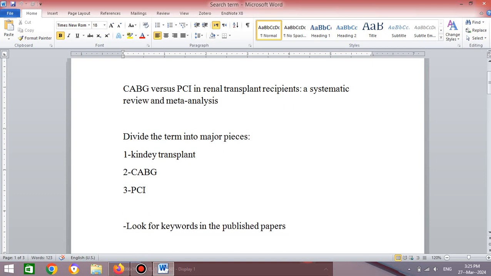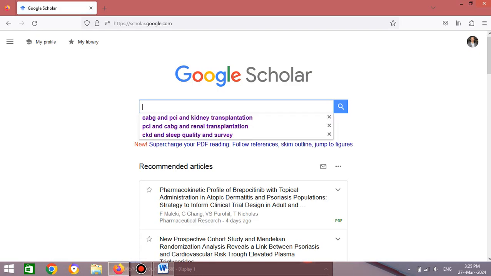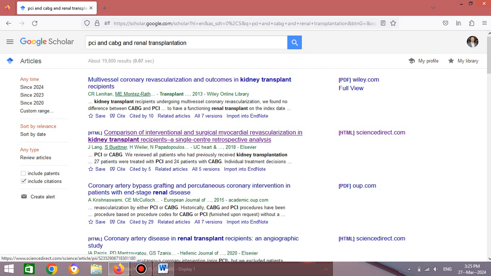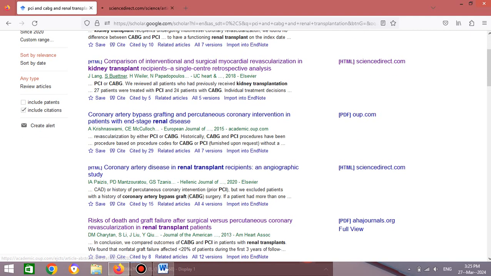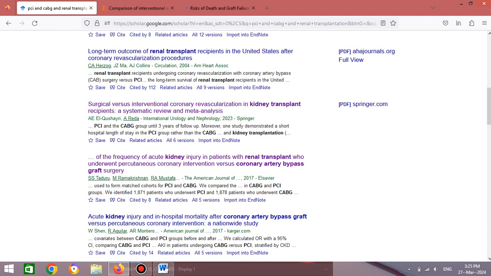Okay, you should divide the major title into major pieces. So here we'll divide it into kidney transplant, CABG, and PCI. We have to look for keywords in the published papers. So we'll make a random search about PCI, CABG, and renal transplantation. I will take random included papers into my search. This is the meta-analysis we have done.